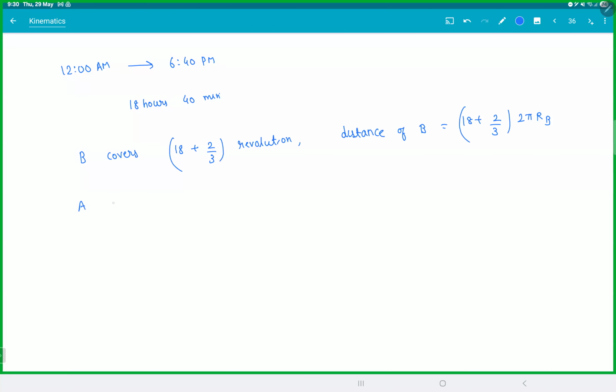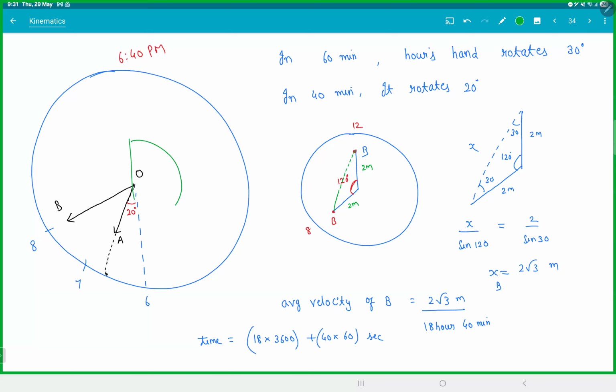What about A? A is interesting. See, this A, from 12 o'clock to 12 p.m., it will complete one revolution. Then it will complete another. If I see A ka picture, it looks like this. A would complete one revolution, one full circle, and then it will complete one circle like this, where this angle is 200 degrees. Remember, there is a 20 degrees ka piece here. So this A has covered 180 plus 20.